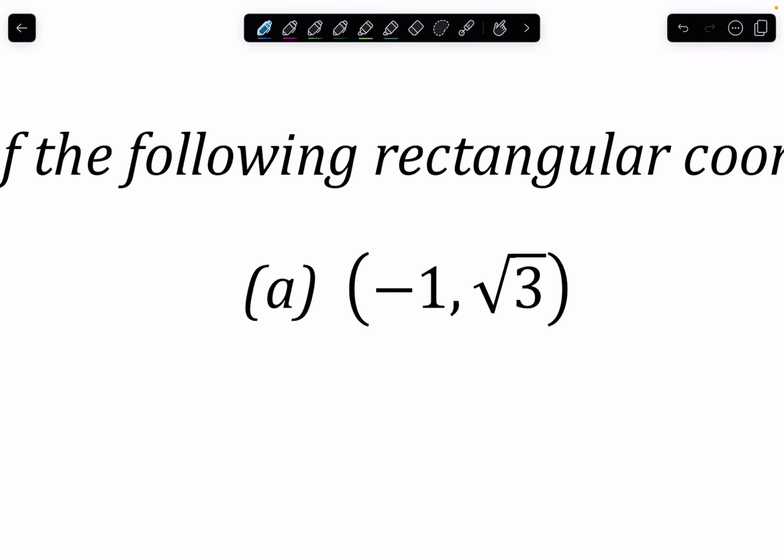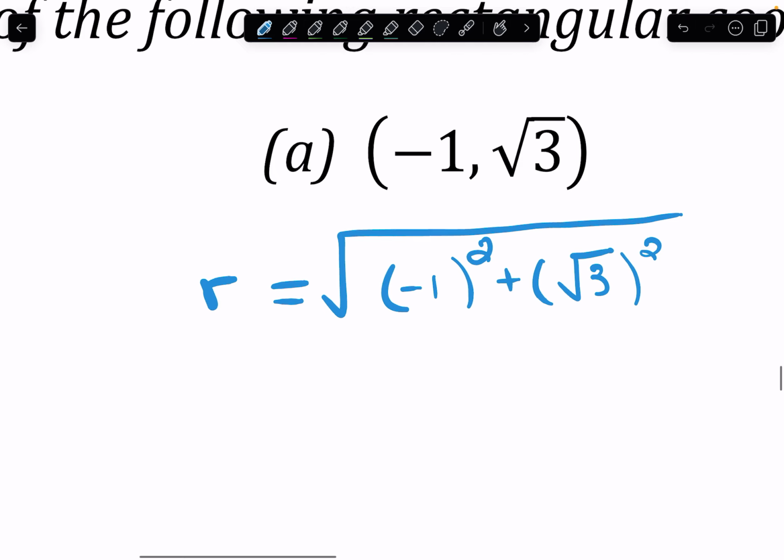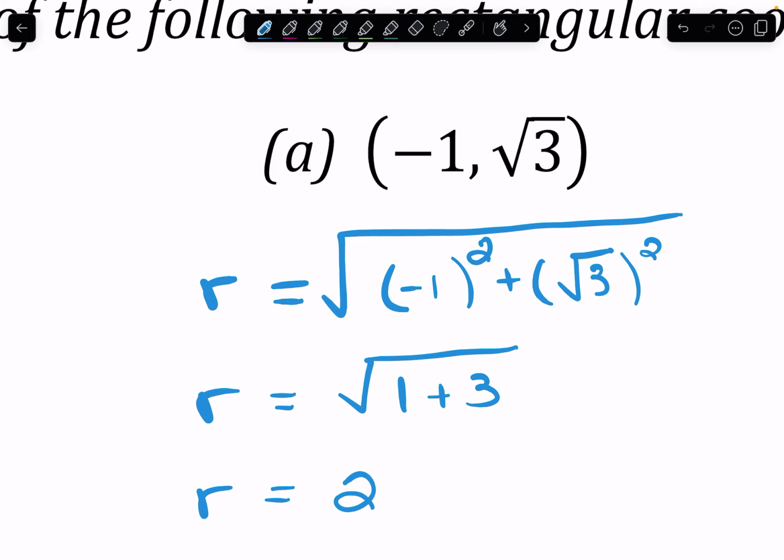So first thing I want to do is find r. So r squared equals x squared plus y squared, so there's no reason to include the square on r. R is always positive, so it's going to be the x value squared plus the y value squared, all under a square root. No worries about plus or minuses when solving for r. So r is negative 1 squared is 1. Square root of 3 squared is 3. 1 plus 3 is 4, and the square root of 4 is 2. So our radius is 2.